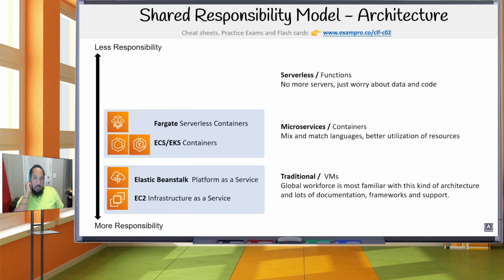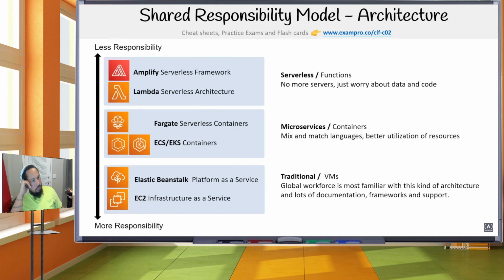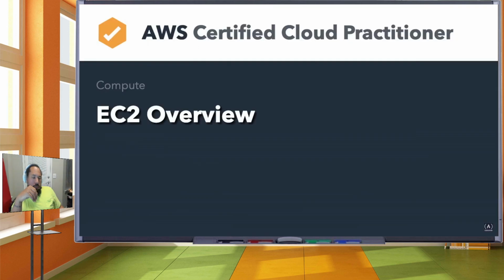And at the top here, we have serverless, or commonly functions as a service. So there are no more servers. You just worry about the data and the code, right? So literally just functions of code. And so you could be using the Amplify serverless framework, or maybe AWS Lambda for creating serverless architecture. So there you go.